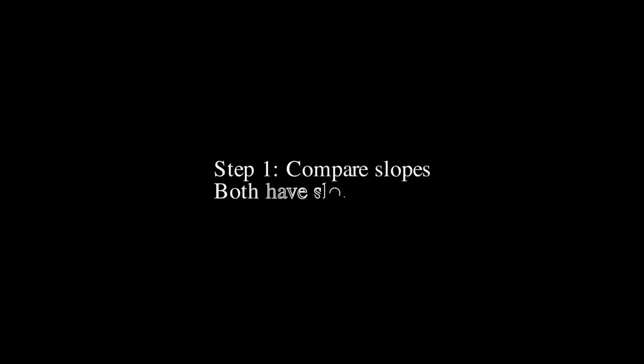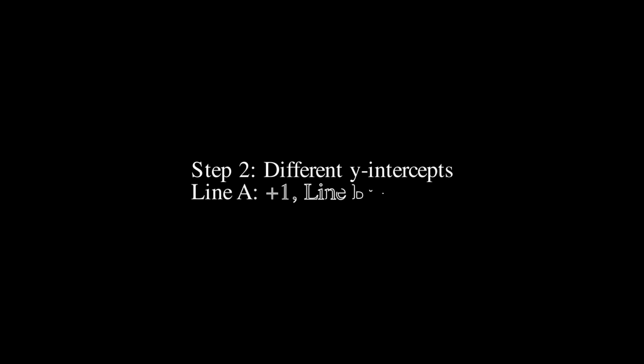Both lines have the same slope of 3, which is our first step to analyze. This means they rise at the same rate and have the same steepness on the graph. Our second step is to look at their y-intercepts, which are different. Line A crosses the y-axis at 1, while line B crosses at -2. This difference means the lines are shifted vertically relative to each other.